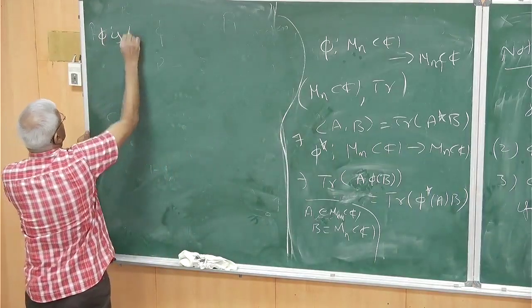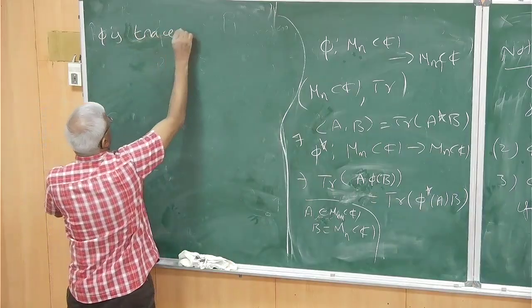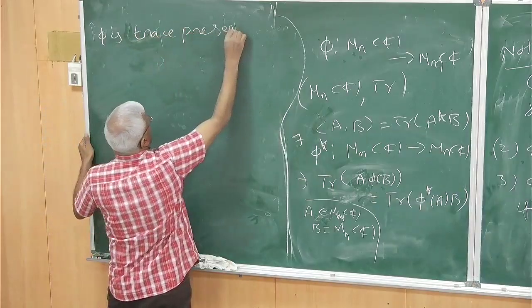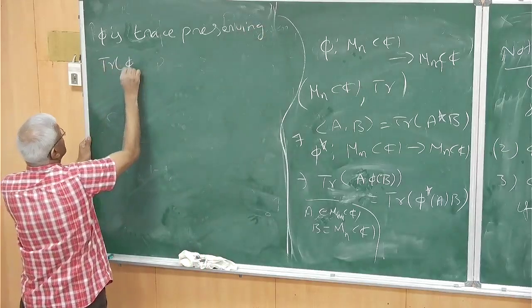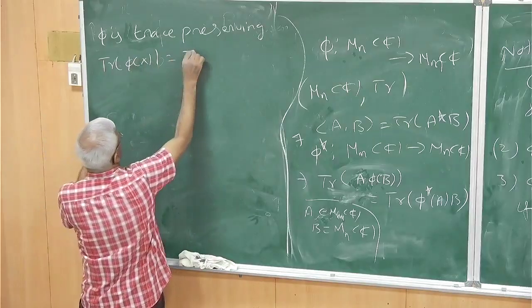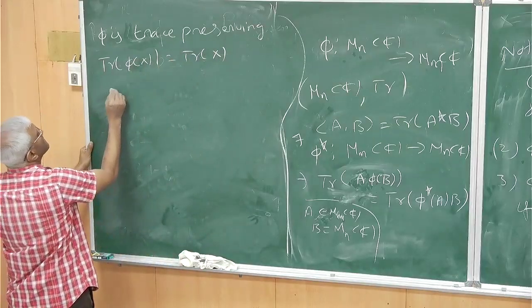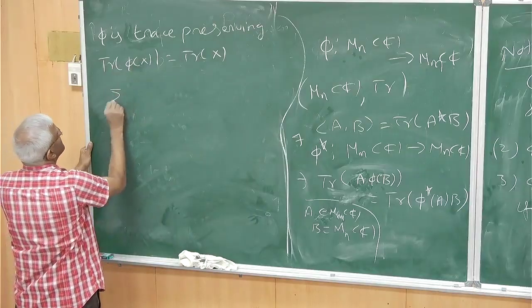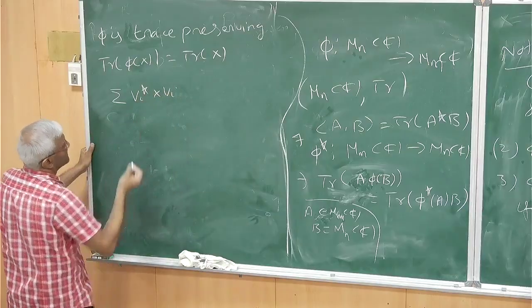Phi is trace preserving. That is, trace of phi of x is equal to trace of x. This implies, since phi of x is summation vi star x vi, trace of this.